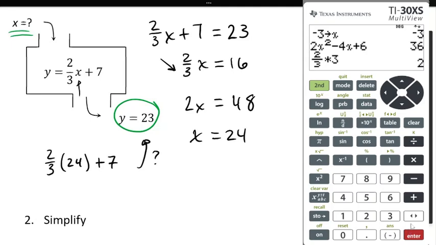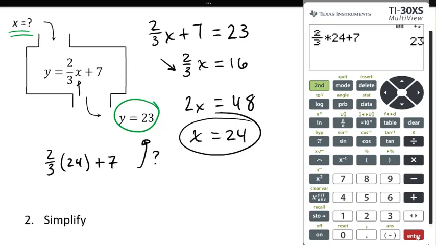And without storing the x, I'm just going to say, okay, let's just look at 2/3 times the value of x times the number 24, and then plus 7 more. Is that the number we want? Yeah, it's exactly the number we want. So with great confidence, I could say x is the number 24.